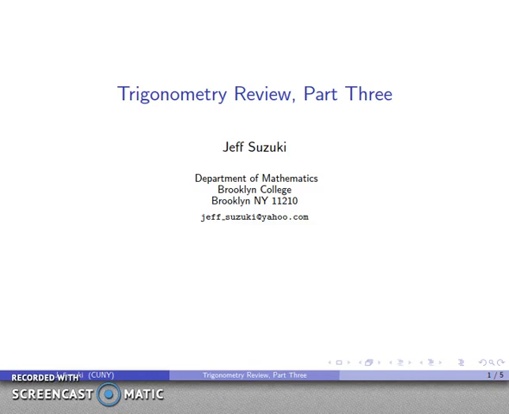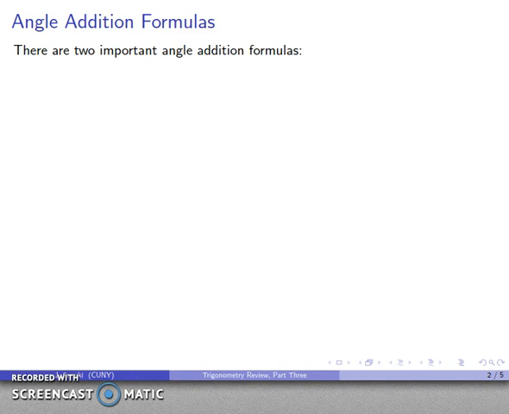So this is an overview of a couple of the important other formulas you should have remembered from earlier courses on trigonometry. And the one we'll focus on right now is the two important angle addition formulas for finding the sine or cosine of an angle given that the angle is a sum of two other angles.